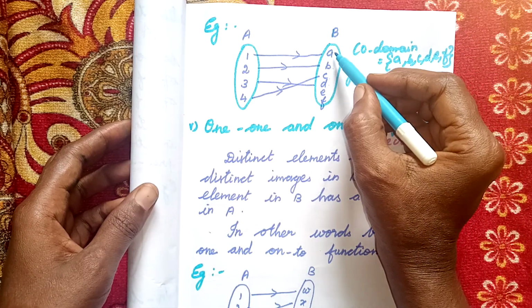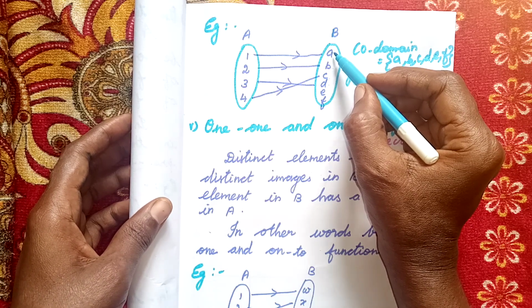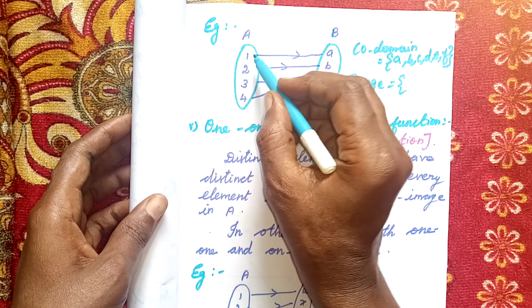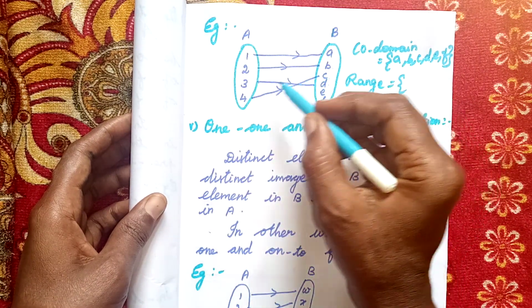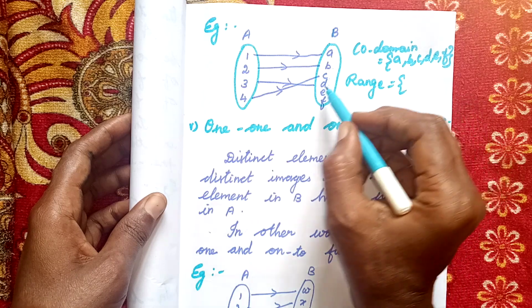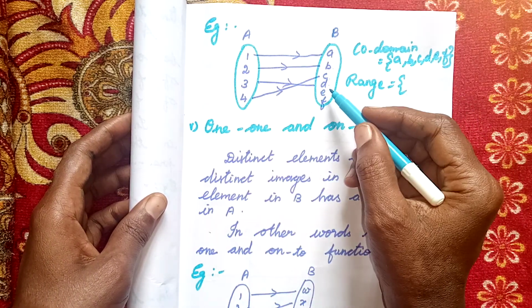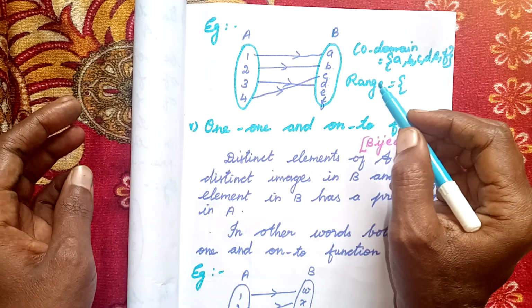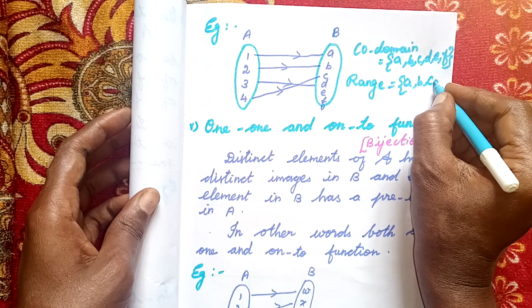Range: what are the elements in B that have a pre-image? A has the pre-image 1, B has the pre-image 2, C has the pre-image 4, and D has the pre-image 3. E and F do not have a pre-image. Therefore, only A, B, C, D form the range.